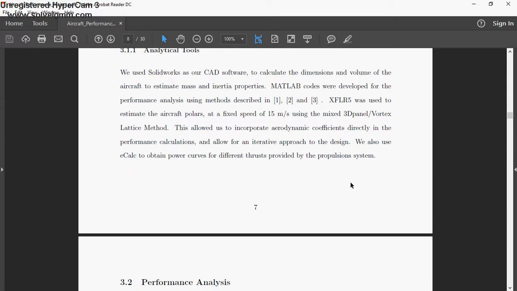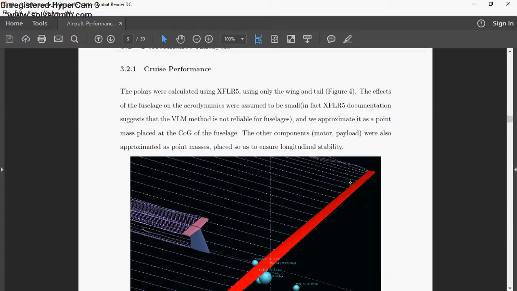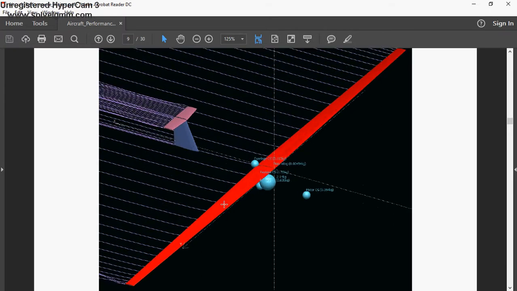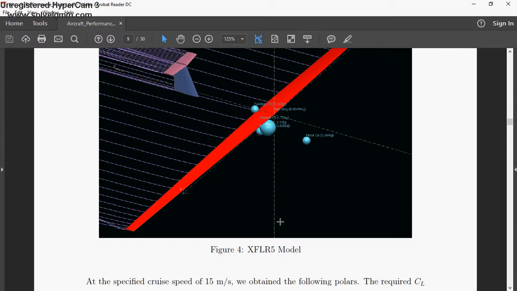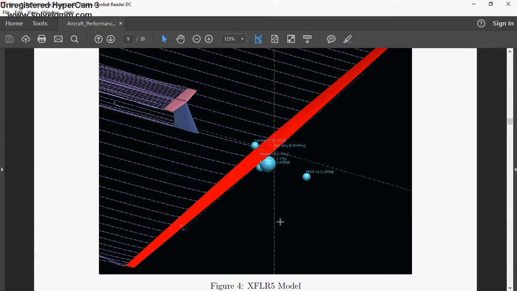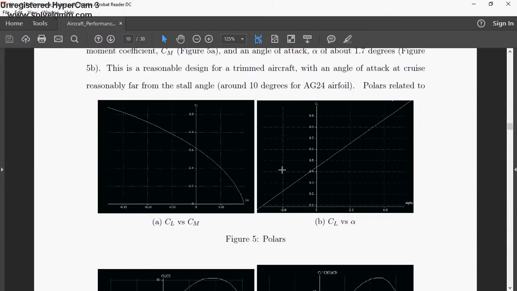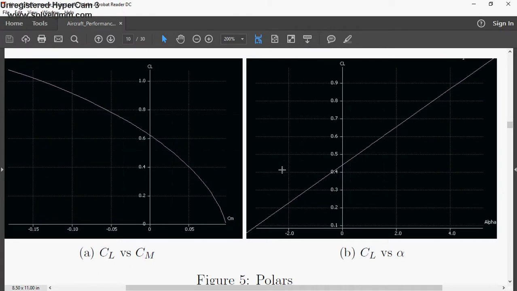The bulk of our performance analysis has been done through XFLR5. We have also used MATLAB to calculate the endurance and range values and values for minimum and maximum velocity. SolidWorks was used to estimate geometrical properties such as span, area, and inertial properties. For XFLR5, the analysis was run at a fixed velocity of 15 meters per second, which is our cruise velocity, using the VLM method, excluding the fuselage as recommended. This provides the following polars.